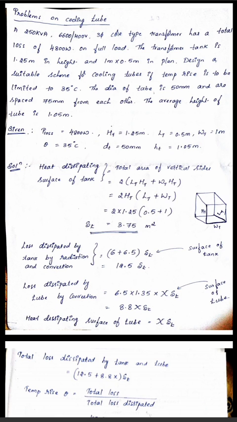A 250 kVA, 6600 volt / 400 volt, 3-phase core type transformer has a total loss of 4800 watts on full load. The transformer tank is 1.25 meter in height and 1 meter cross 0.5 meter in plan. Design a suitable scheme for cooling tubes if the temperature rise is to be limited to 35 degrees Celsius. The diameter of the tube is 50 mm and spaced 75 mm from each other. The average height of the tube is 1.05 meter. So first we'll go through the given values.